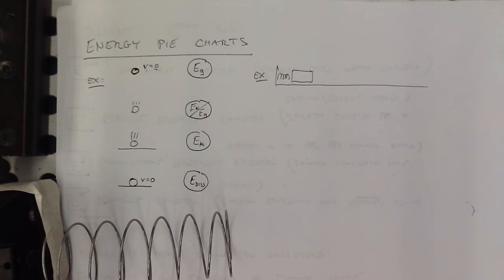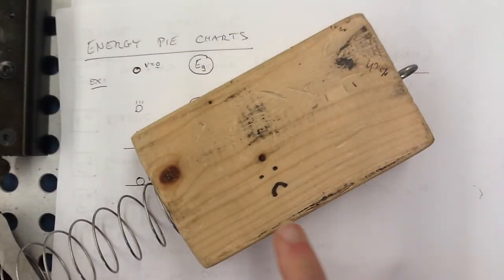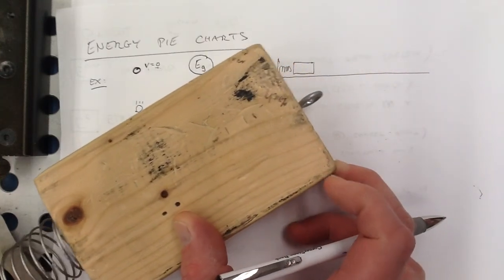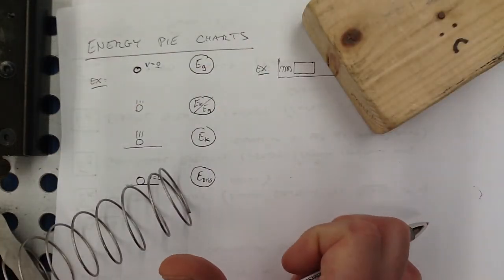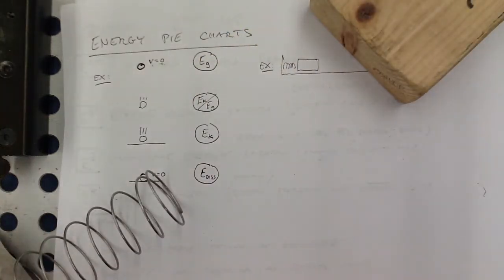Where's my wood blocks at? I got one around here somewhere. Hold on. There we go. All right, so here's a little wood block with the sad face on it. And I compress it against the spring and then let go, and it slides across here and it stops.